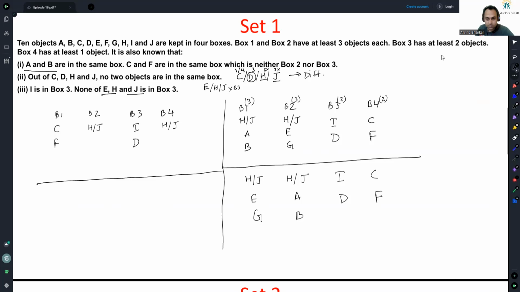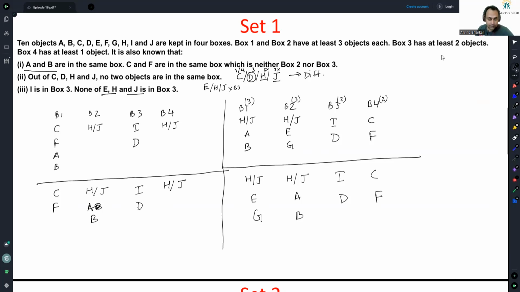So we will make two cases here also. AB coming here or CF, HJ, AB come, sorry, A and B coming here. ID is fixed here. H or J is fixed here.